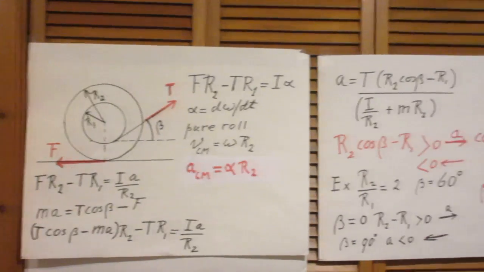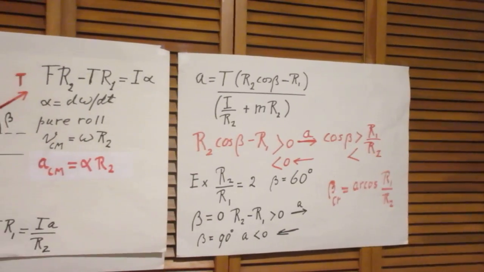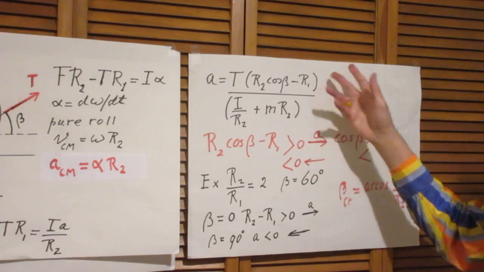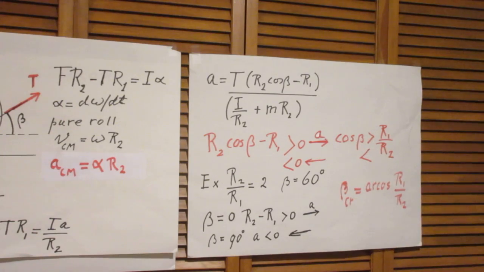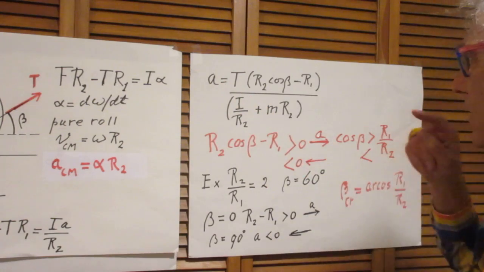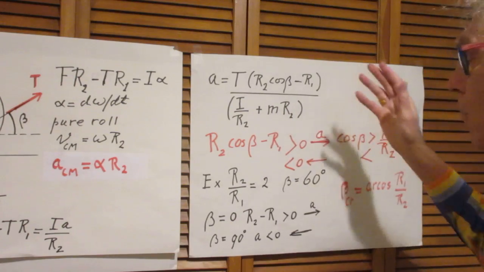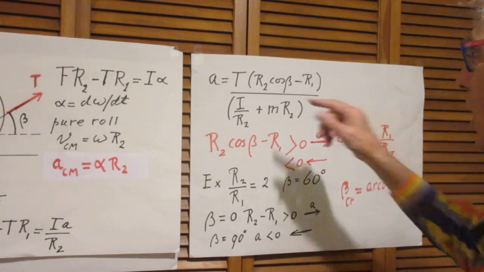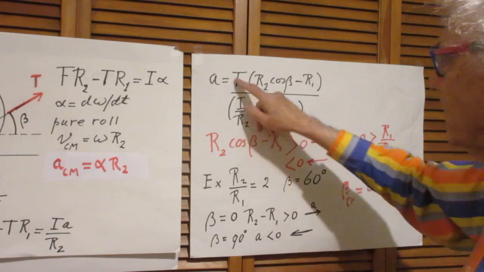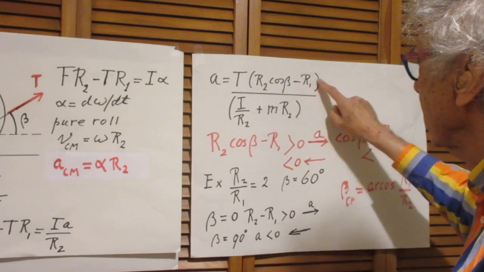So let's look now at this result. So here then is the result for A. High school algebra, totally trivial. However, it's very interesting. Notice that the sign of A has nothing to do with the bottom part, because the bottom part is always positive. So it all depends on what the top is doing. So I doesn't enter into it, T doesn't enter into it. All that matters is what this is doing.